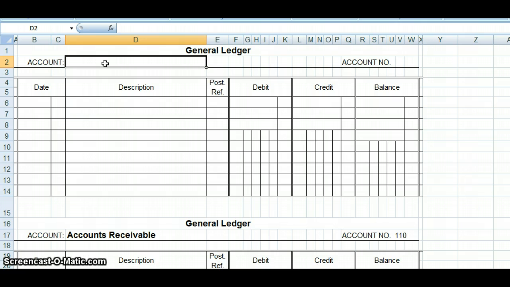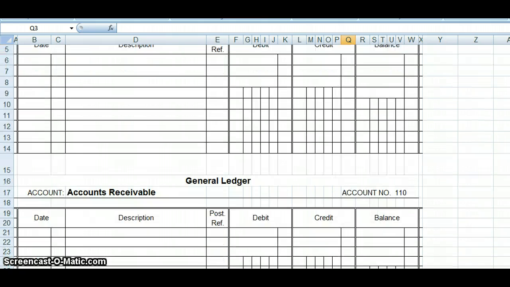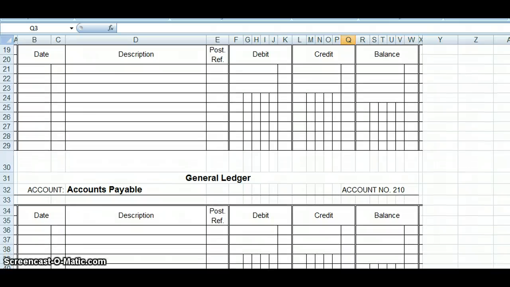To set up your ledger accounts, you'll type in the name of the account, cash, and then you'll come over here and you'll put in the account number. Cash we're going to use as 101. The general ledger goes in order, so you'll start with asset accounts like cash and accounts receivable, which you can see down here I've already done for you. And then if you continue to scroll down, you go to liability accounts. You can see that I've set up accounts payable for you.